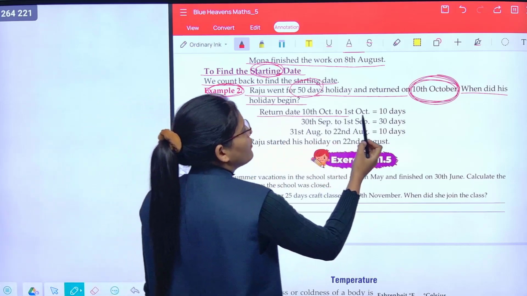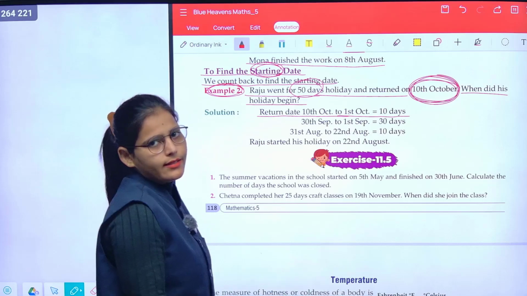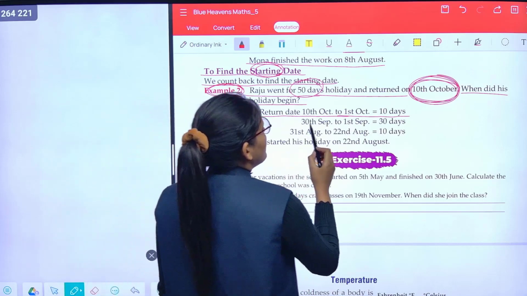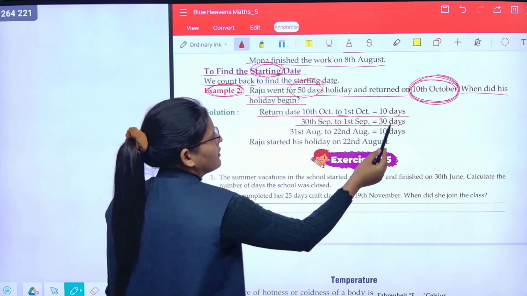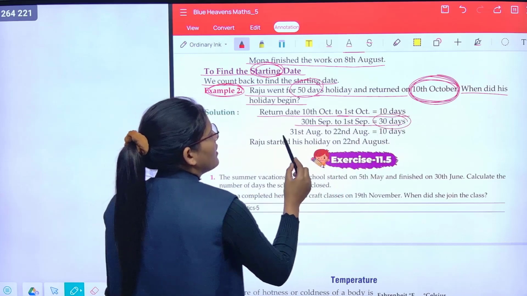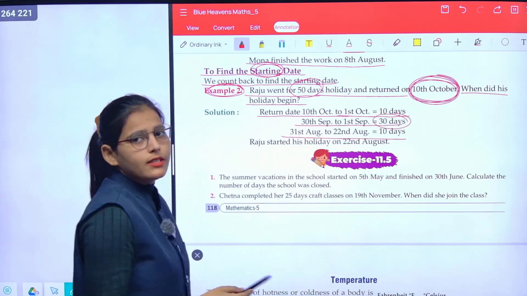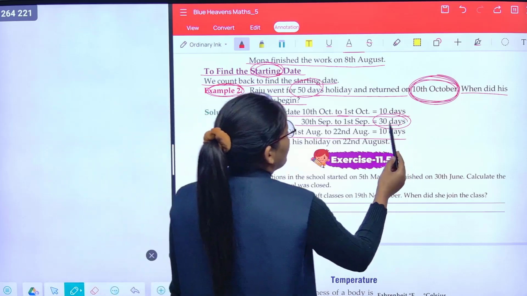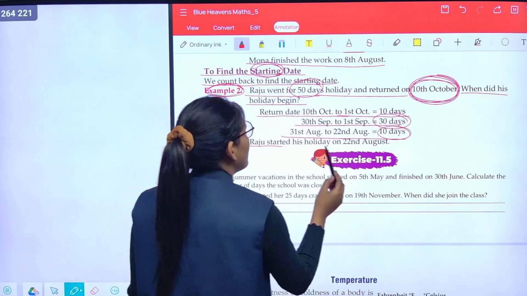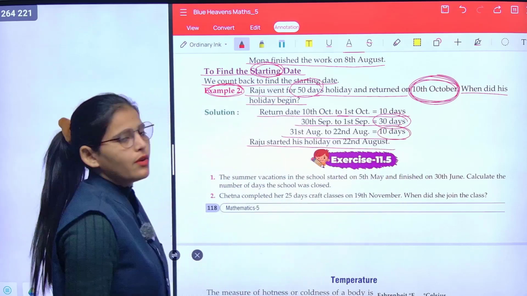10th October to 1st October is equal to 10 days. Okay. 30th September to 1st September, 30 days. 31st August to 22nd August, 10 days. Raju started his holidays on 22nd August.